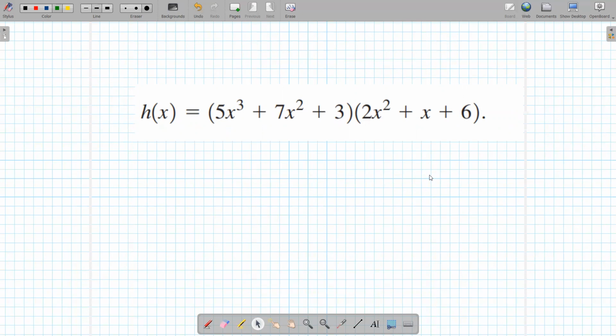Can we use the product rule for this question? Yes, we can. So tell me, what's the derivative, h prime of x? 15x squared plus 14x. Yeah? That's the first guy's derivative, f prime. Now you write the second guy as it is. What about the other two?